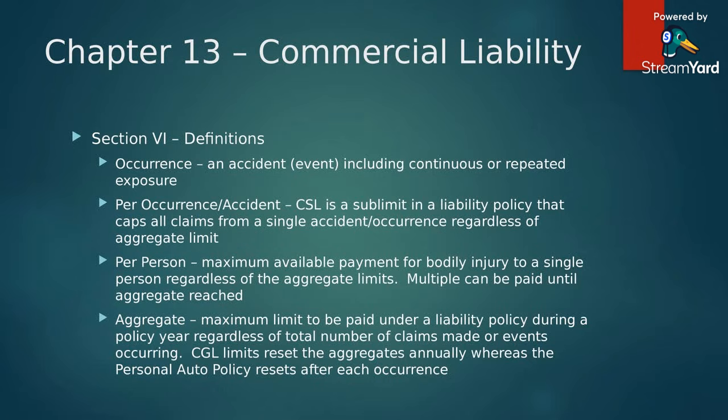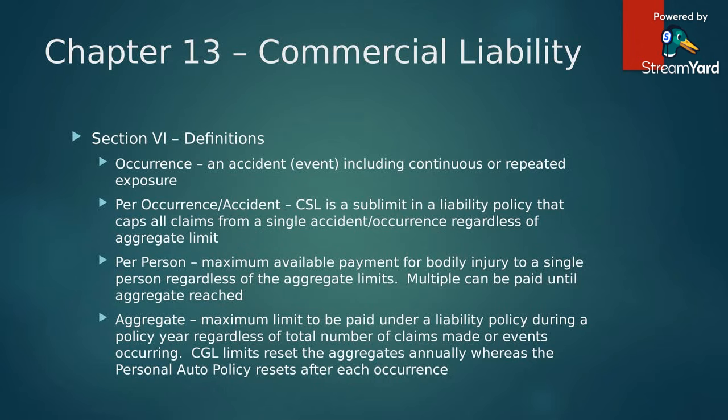The per person, this is going to be the maximum amount available for payment for bodily injuries to a single person in an accident, regardless of the policy limit stated in the policy for bodily injury claims. Multiple people can be paid out until the aggregate limit has been reached.